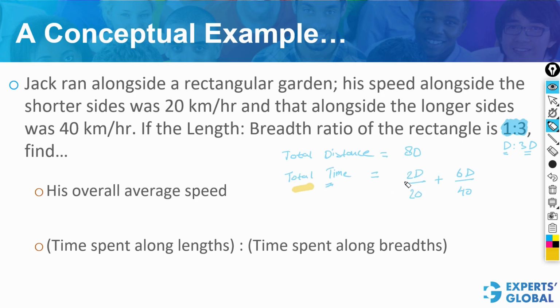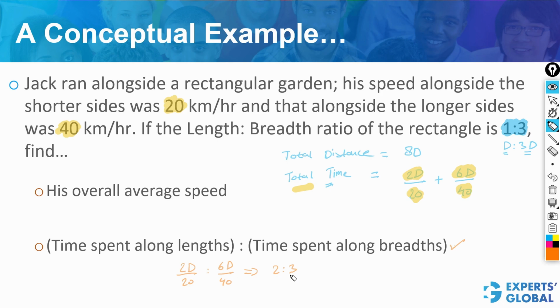The total time taken would be along the shorter sides at the speed of 20 and along the longer sides at the speed of 40. So we can very comfortably solve the second question first. The ratio we are looking for is 2D by 20 ratio 6D by 40. This turns out to be 2:3.